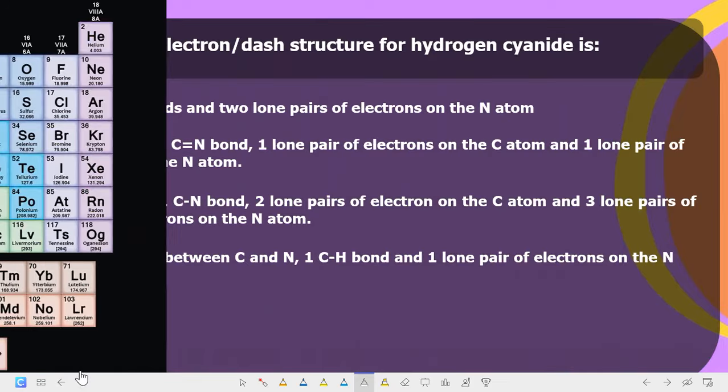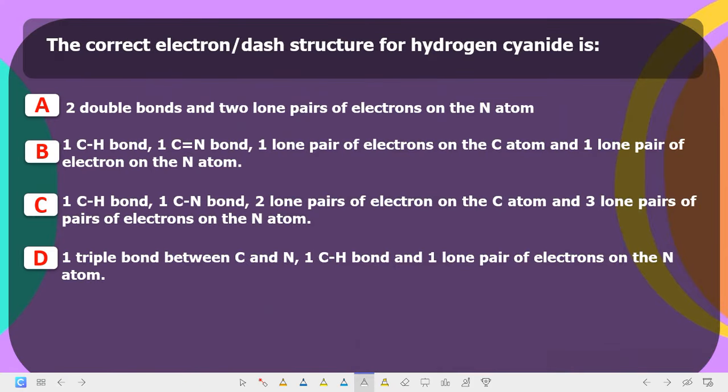Now let us go to the next. The electron dot structure for hydrogen cyanide is... Hydrogen cyanide is written as HCN. Which of them will be the central atom? Carbon. Carbon has how many electrons in the valence shell? Carbon has 4 electrons in the valence shell. Nitrogen has how many electrons in its valence shell? Nitrogen has 5 electrons.